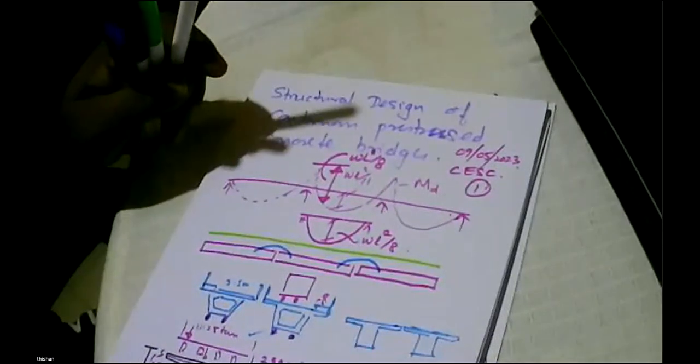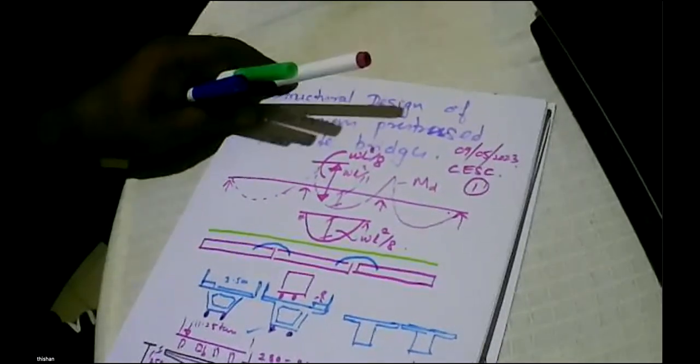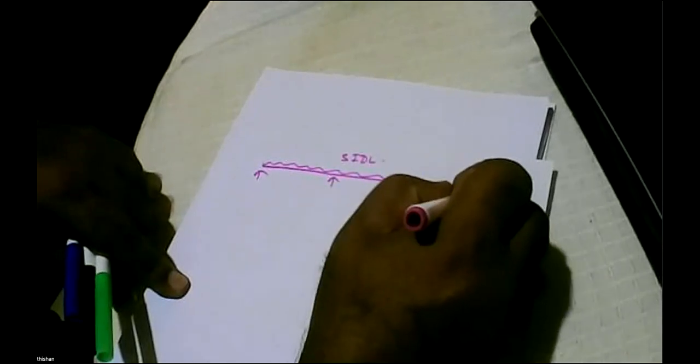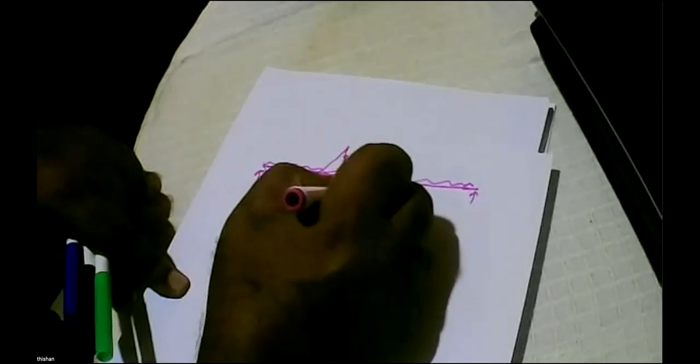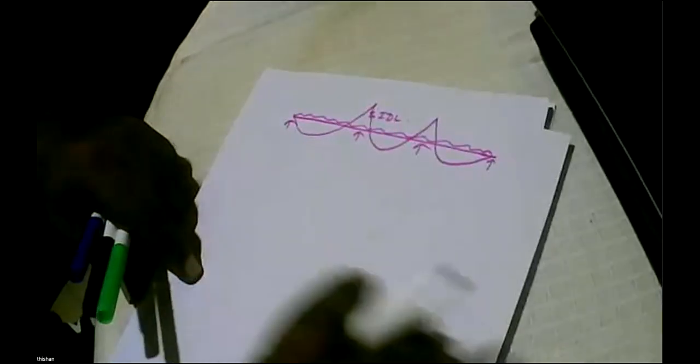Right, now we see what's going to happen with respect to the superimposed dead loads and live loads. Let's assume that superimposed dead loads are also going to apply at once. Later I'll show you how we do the construction, but for the time being, we are going to assume that all these loads will come at once. So you get a bending moment diagram like this.